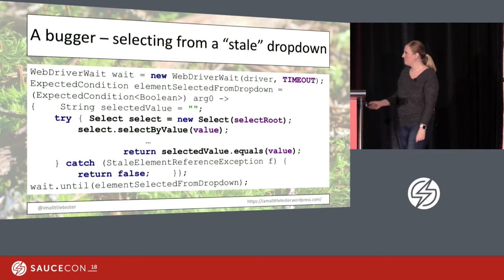So I did something like, try to do this. Try to create a new Select. If this fails, I'm catching a stale element exception here, and I'm going to say false. So I wasn't able to select from the dropdown, which means I'm going to do the wait again.